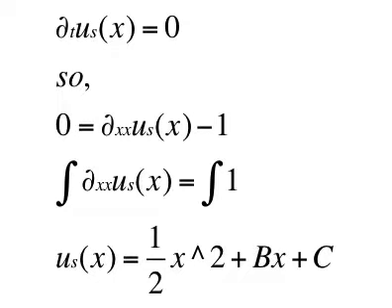Since the steady state solution is only in terms of x, the partial derivative of it with respect to t is going to be 0. So what that means is 0 is equal to the double partial derivative of u sub s of x minus 1. Since that's equal to 0, you can just move the 1 to the other side, take the double integral, and you get the steady state solution to be 1/2 x squared plus bx plus c.